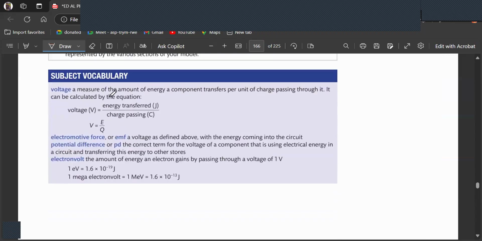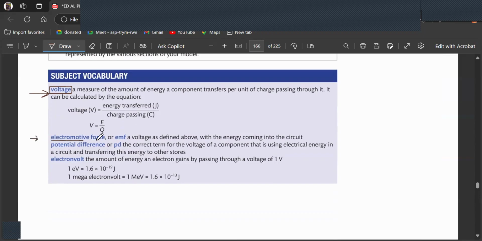So what is voltage? Can you tell me? Read the definition of voltage. A voltage is a measure of the amount of energy a component transfers per unit of charge passing through it. It can be calculated by the equation: voltage is equal to energy transfer in joules over charge passing in coulombs.